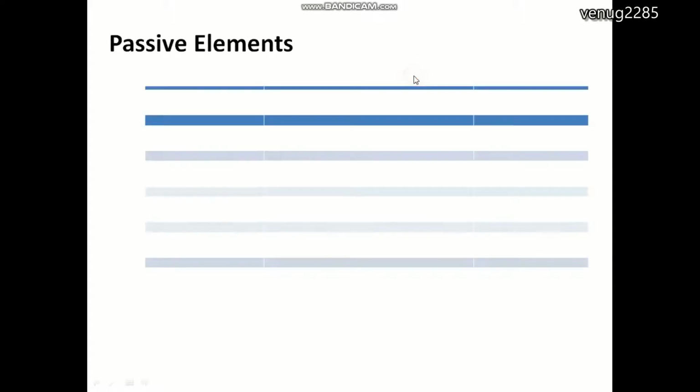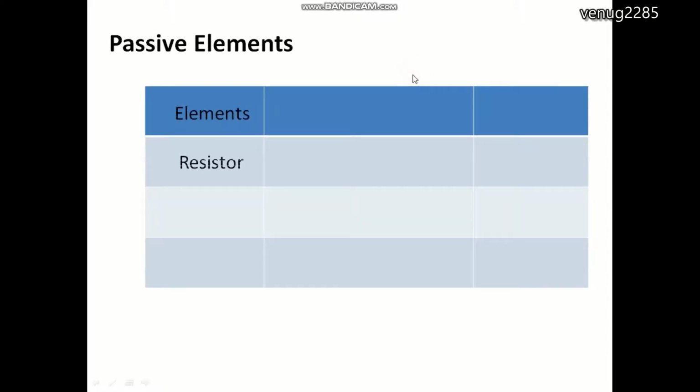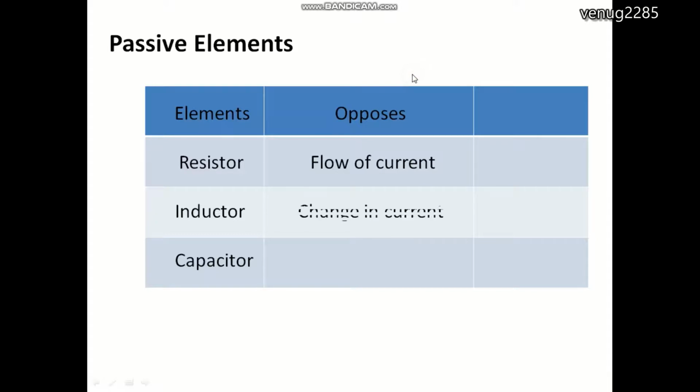The passive elements are resistor, inductor and capacitor. The resistor opposes the flow of current, the inductor opposes the change in current, and the capacitor opposes the change in voltage. The equation in voltage form for a resistor is R into I, that is IR, which is Ohm's law, V directly proportional to IR. For a pure resistor, it is the Ohm's law equation I into R.